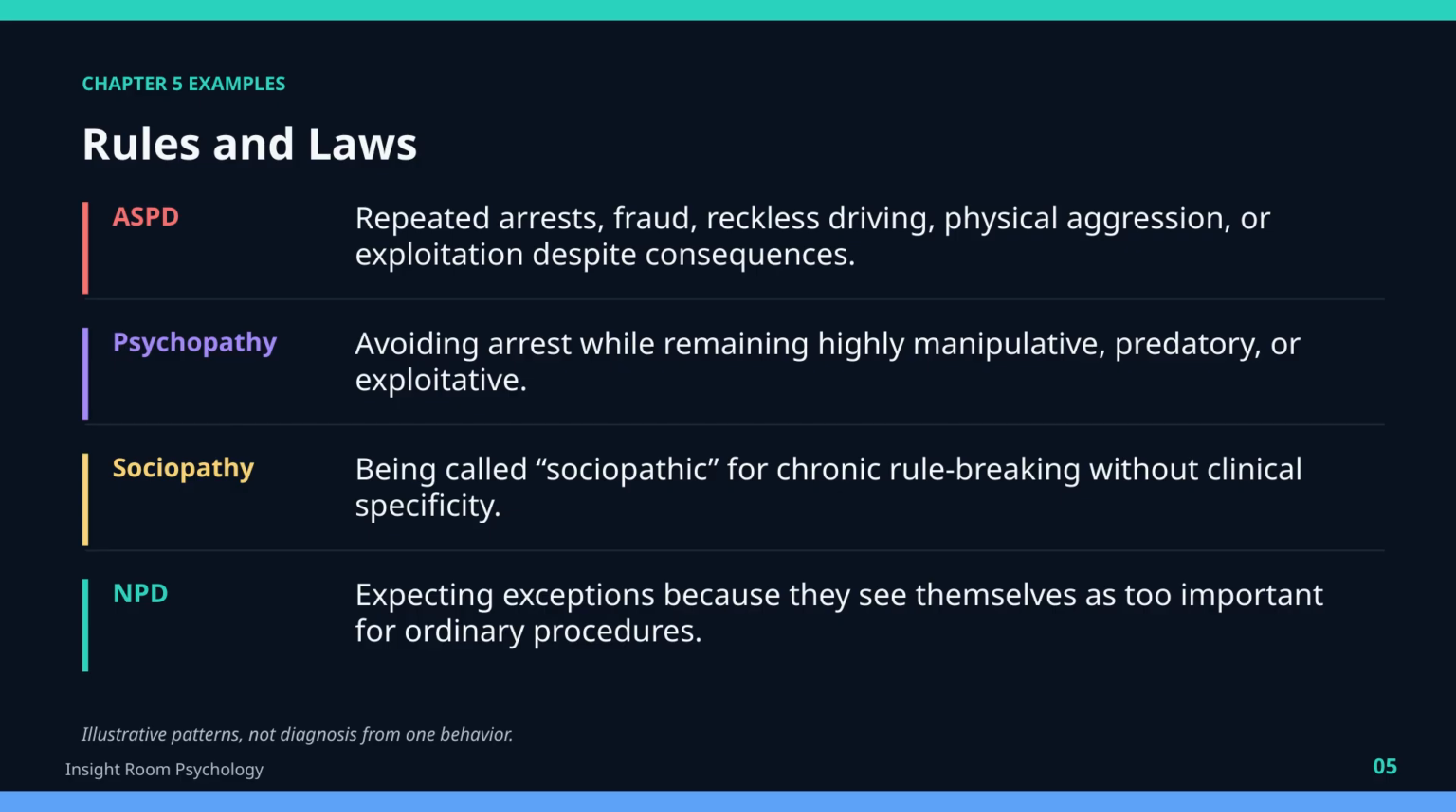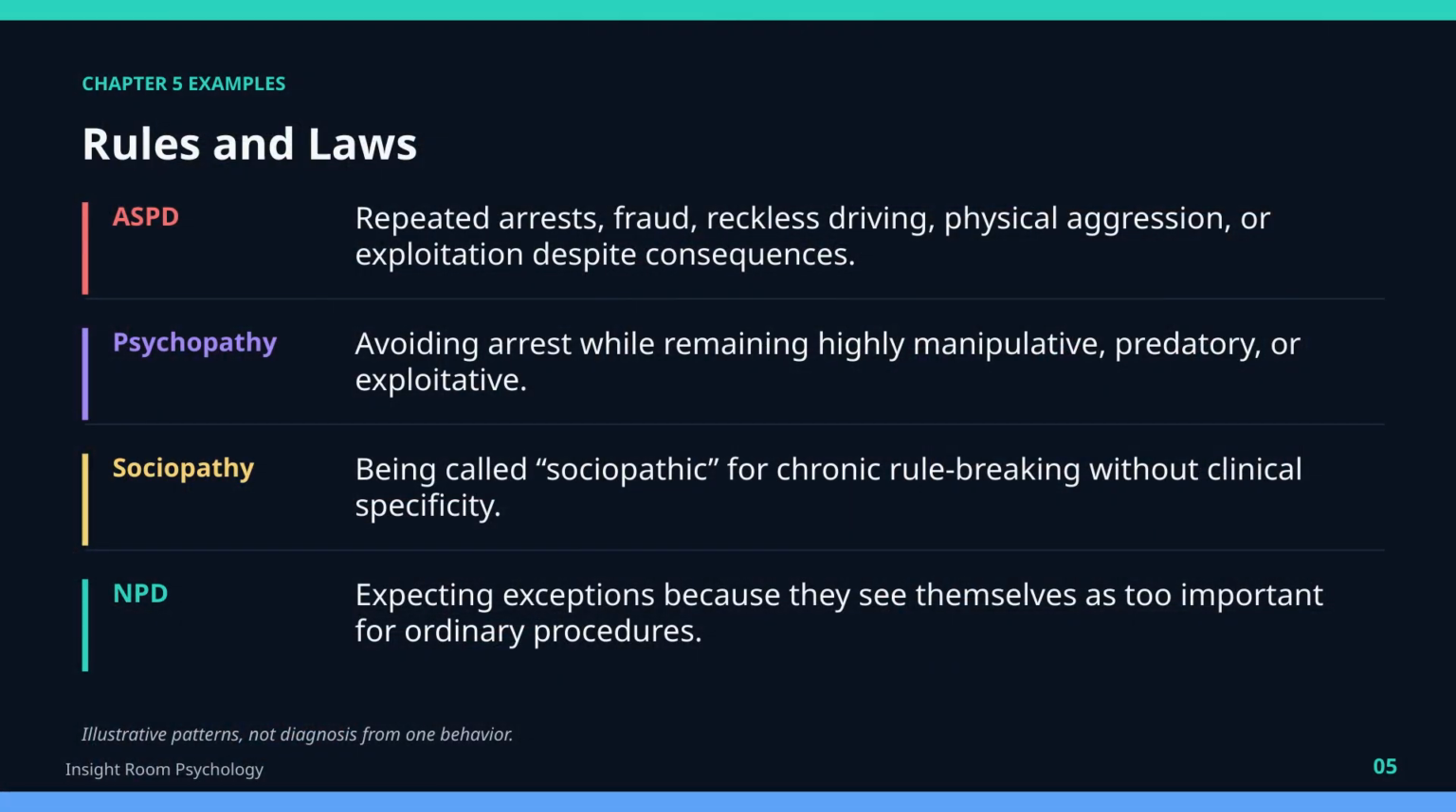With sociopathy, the term is often used when people perceive chronic disregard for rules or norms, but because it's informal, it does not tell us whether the person meets criteria for ASPD, has psychopathic traits, or has something else going on. For example, someone may call a person a sociopath because they repeatedly break the rules and seem unconcerned about the impact on others, but that label does not clarify the clinical picture.